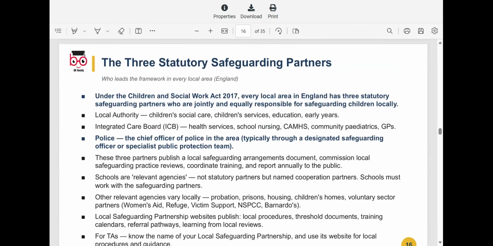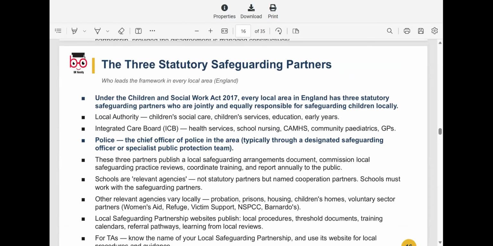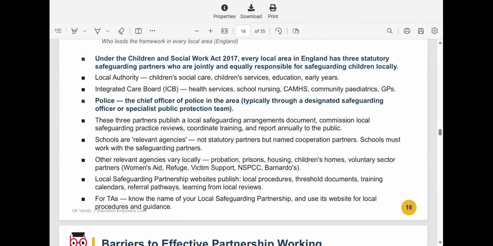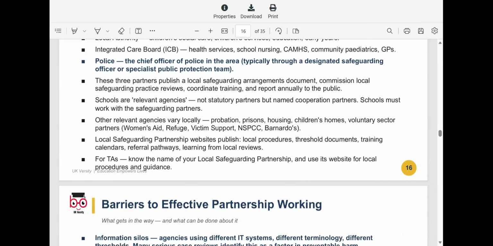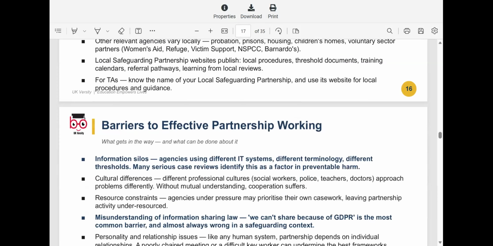The three statutory safeguarding partners: the local authority, the integrated care board, which is the ICB, and then the chief officers of police, typically a designated safeguarding officer. And these three partners need to really work together, as they are responsible for local multi-agency child protection arrangements, and make sure that they are representing their organisation to make sure everything is safely in place for the child.